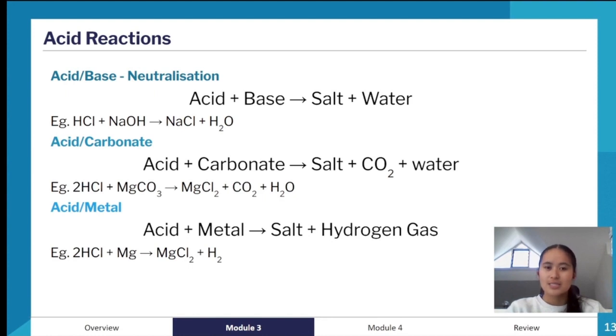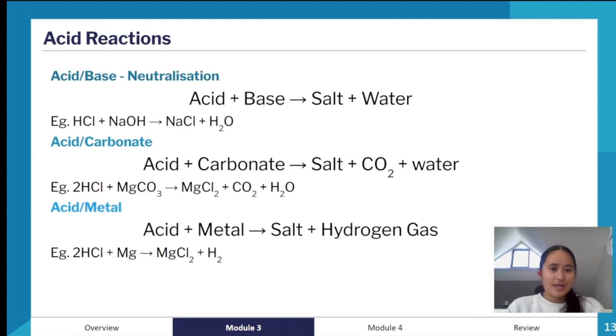So what happens is you have an acid, you can usually tell it's an acid because there is an H at the front, and then you have a base, and you can usually tell it's a base because there is an OH at the end. And these combine to form a salt and water. If you look at the example, hydrochloric acid and sodium hydroxide form sodium chloride and water. And then that's acid, base, and salt and water. So yeah, pretty self-explanatory there.